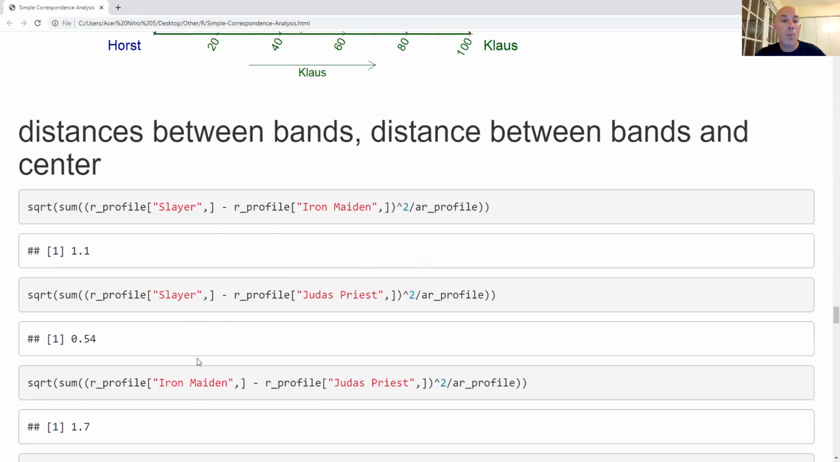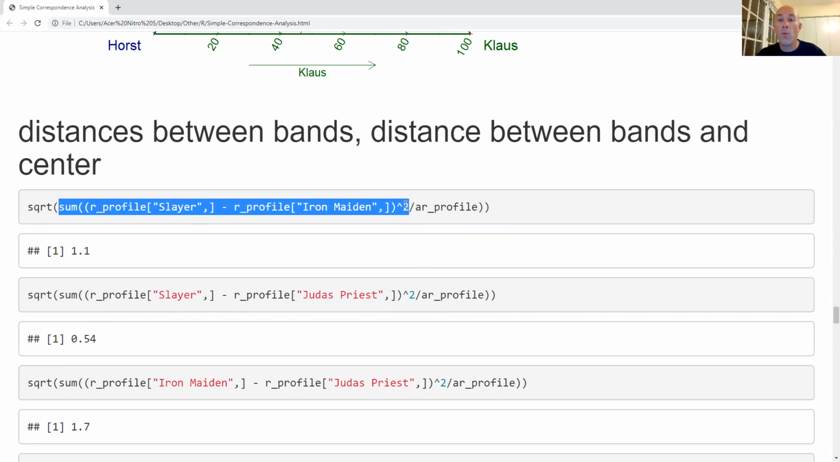All right, something that we might want to do is take a look at the distance between bands and the distance between bands and center. So if I go through and take the Euclidean distance, which is what I'm doing right here, that almost gets it right.